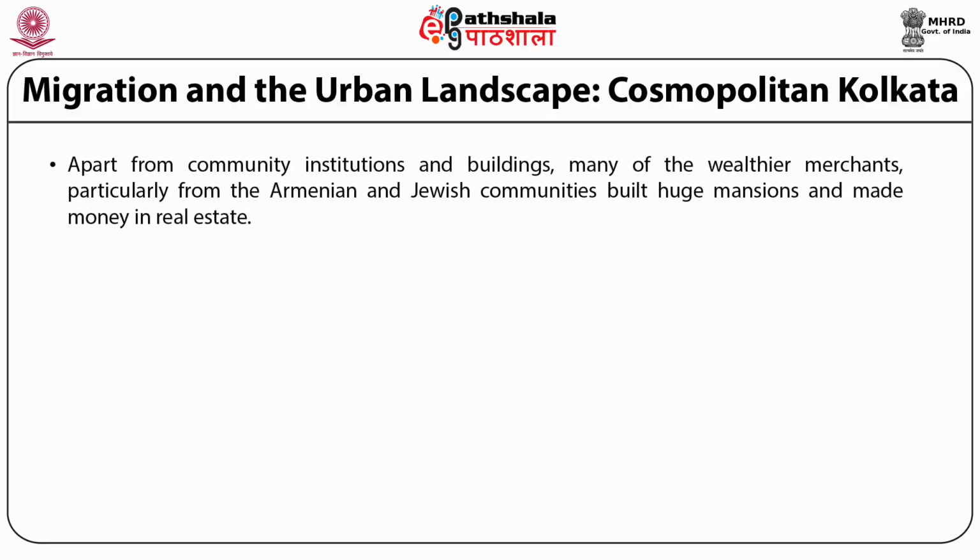Apart from community institutions and buildings, many of the wealthier merchants, particularly from Armenian and Jewish communities, built huge mansions and made money in real estate. Esplanade Mansion and Chowringhee Mansion, for example, were built by Elias David Joseph Ezra. Most members of these communities lived in and around central Kolkata and shaped the neighborhood landscape of the city.